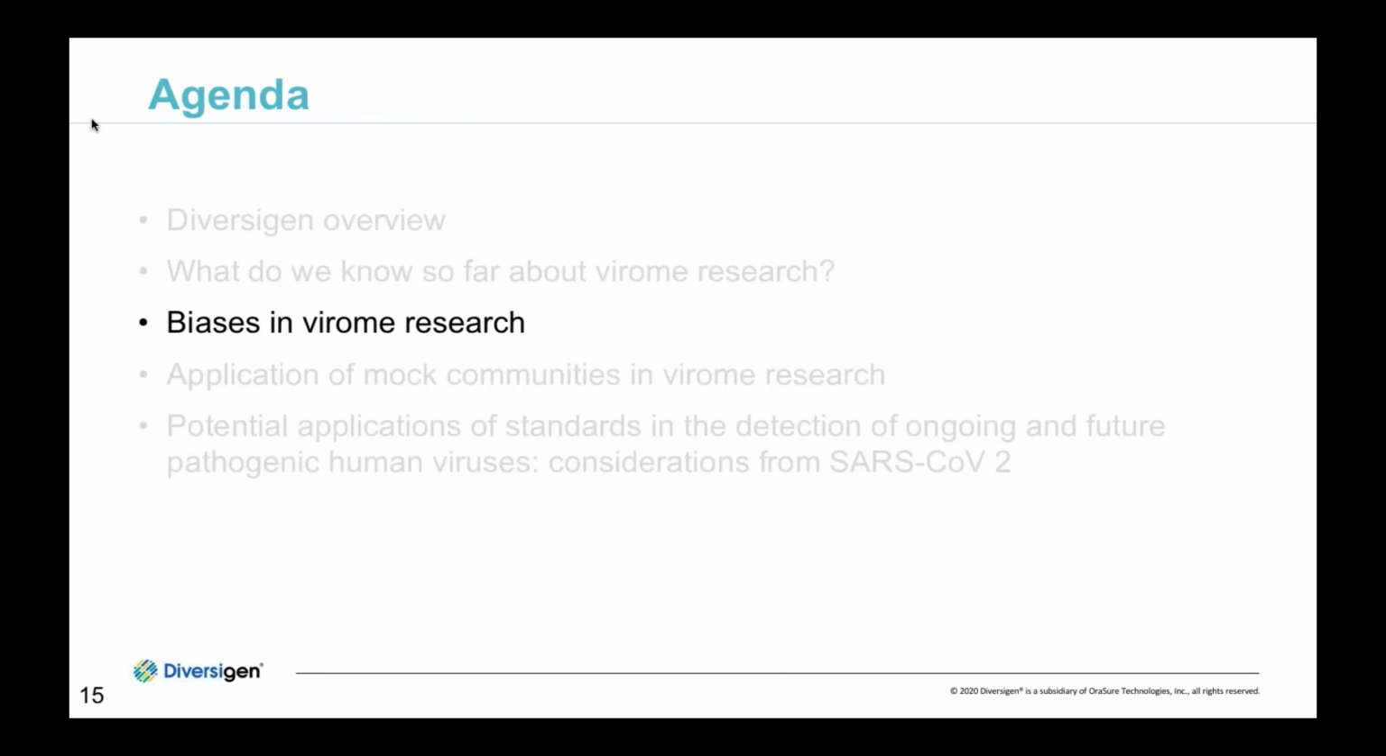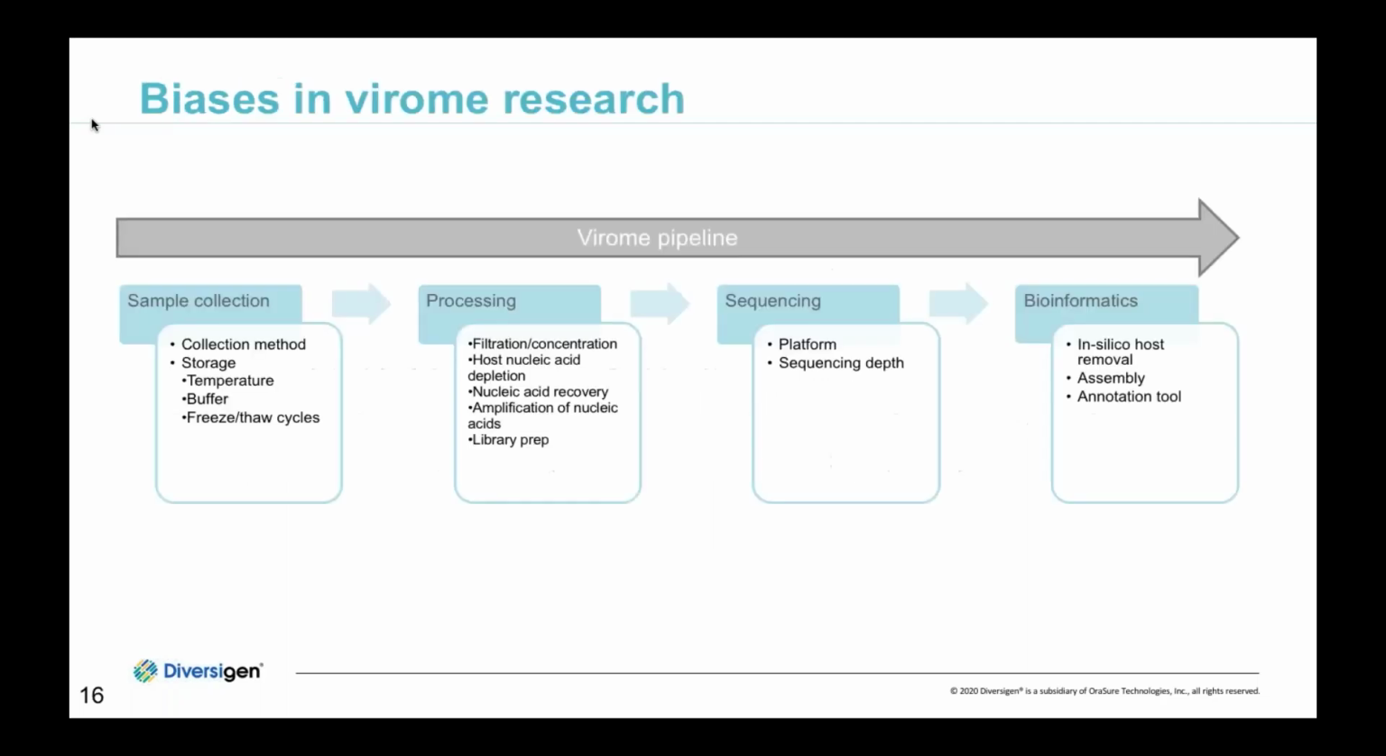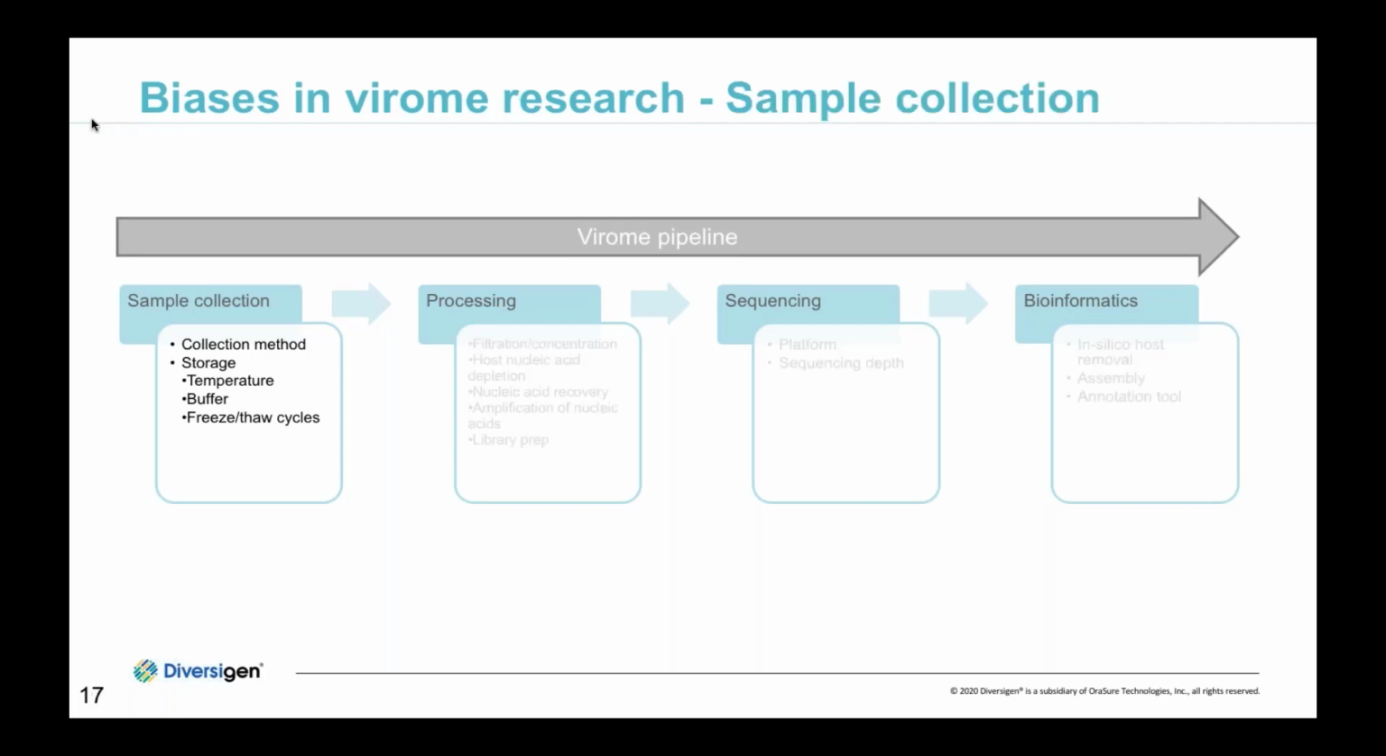With virome research, although very interesting and increasing, there are a number of biases that can be introduced into the pipeline, very similar to any microbiome study, and I'm going to be talking about some of these biases today. A virome pipeline usually involves several steps that are very similar to any microbiome pipeline, including sample collection, sample processing, sequencing, and bioinformatics. While there is not a good number of studies assessing this bias in virome research specifically, we can certainly learn lessons from microbiome studies.